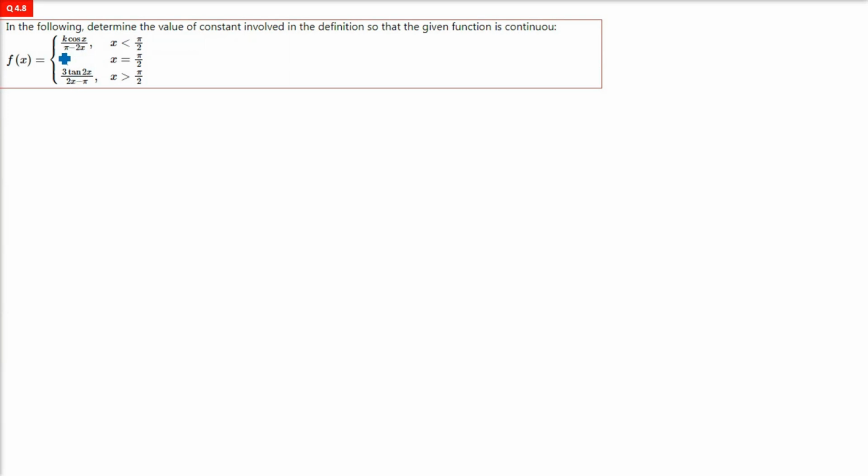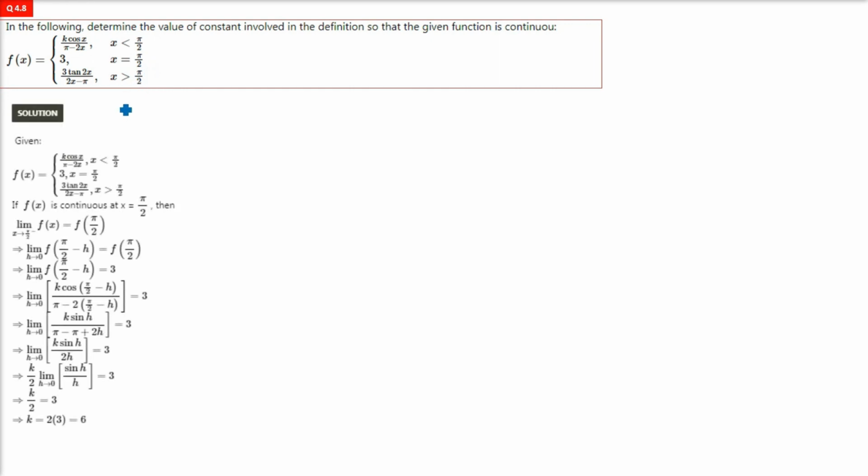So this is continuous, and the point of check is x equals pi by 2. And see, x equals pi by 2, 3 is already given. So rather than actually going through the left hand limit and right hand limit, we can very well see that the left hand limit or the right hand limit, only one computation is necessary. But you have to show the examiner that you are doing LHL, RHL both.